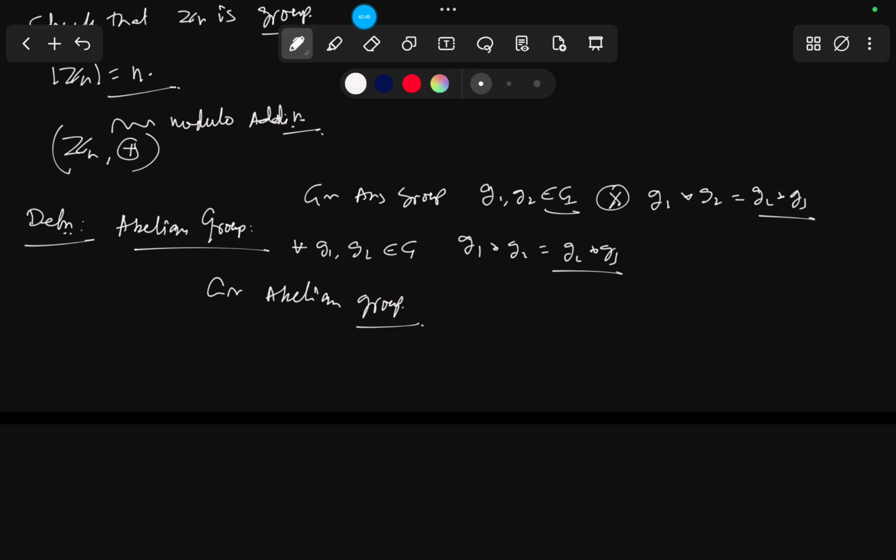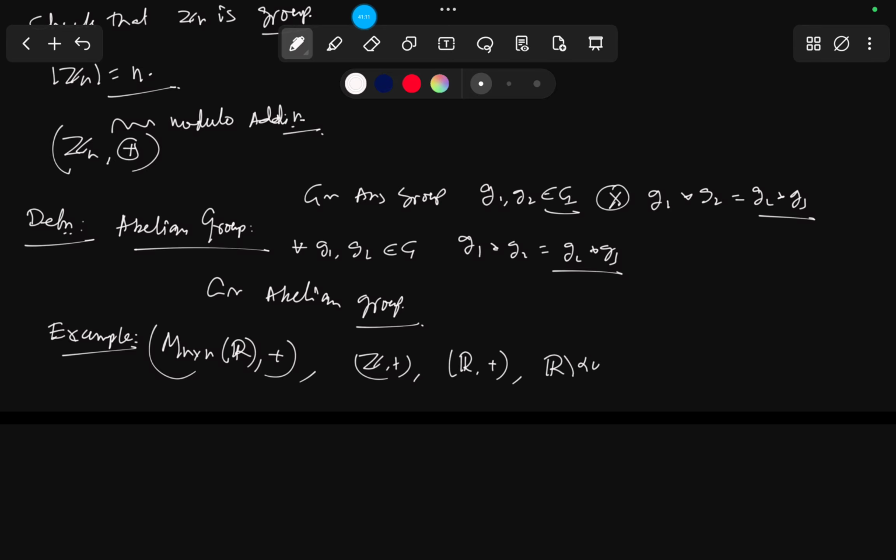Okay? As examples, we can consider the set of n cross n matrices over R with respect to addition, the set of integers, the set of real numbers, R minus 0 with respect to multiplication, Q with addition, Q minus the singleton 0 with respect to multiplication, and so on.